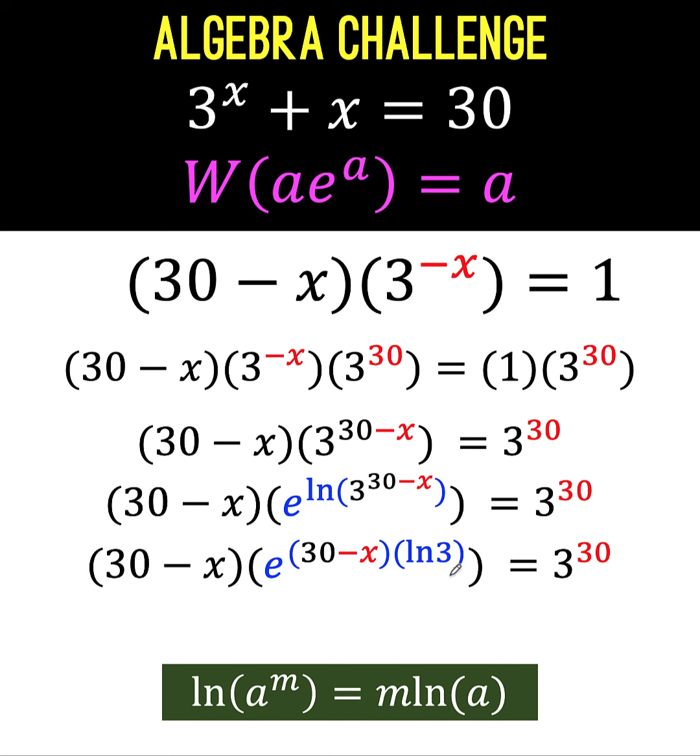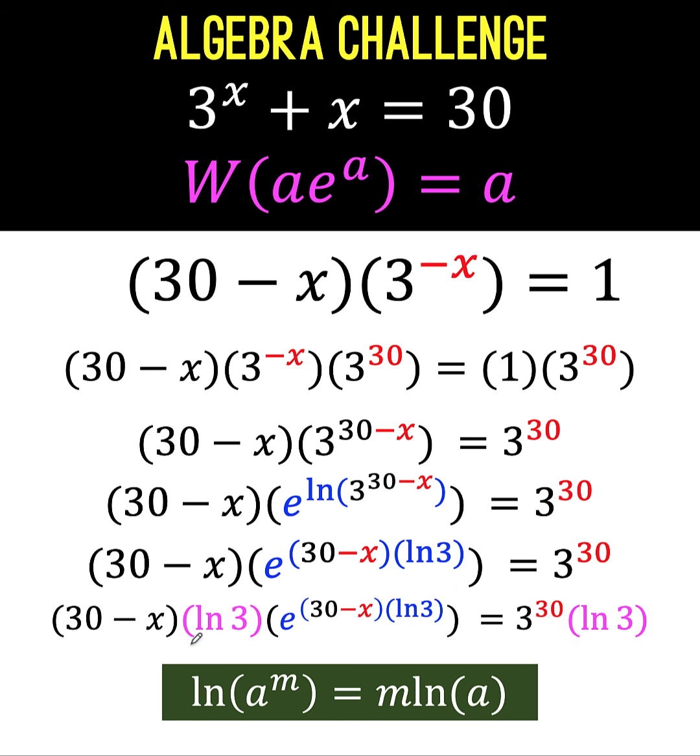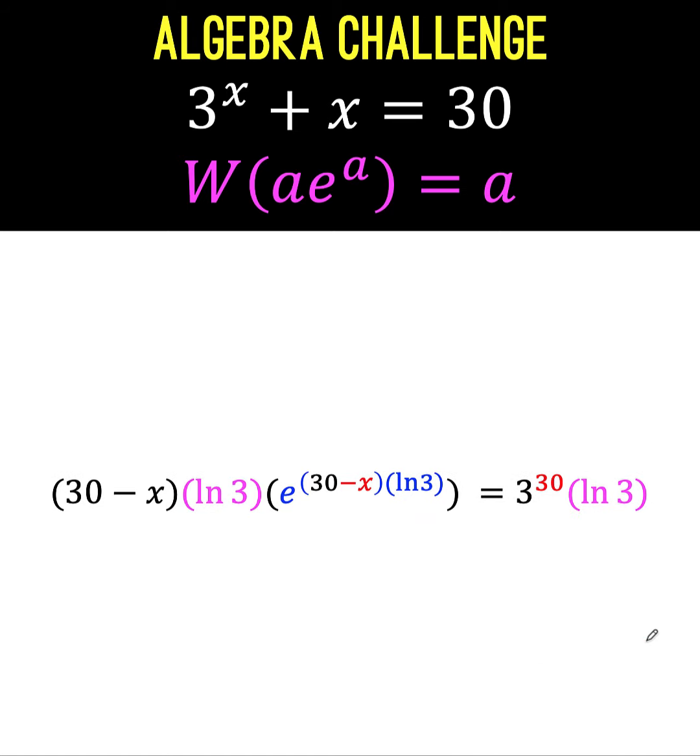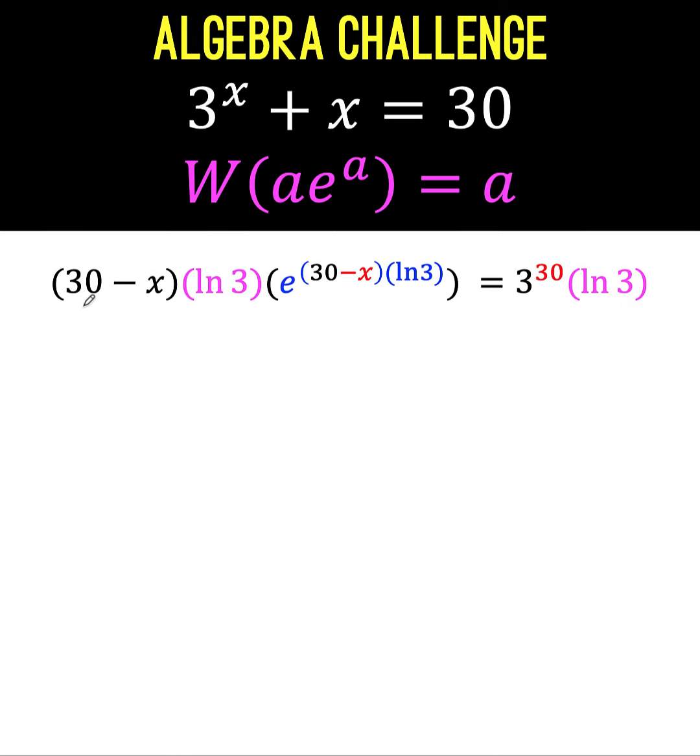If there is no ln 3, then let's introduce that factor by multiplying both sides of the equation by ln 3. So we multiply the left side by ln 3, we multiply the right side by ln 3, and we simplify. Notice now that this part is just the same as the exponent. So you can now think of this as your a, and this is your a also. They are the same. So we now have the form a times e raised to a, which is exactly this part.